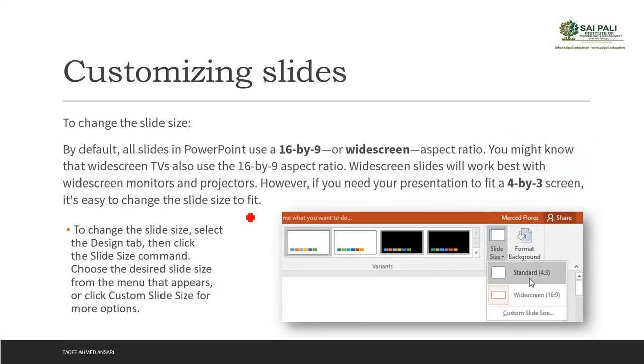Now, to change the slide size. By default, all slides in PowerPoint use the 16 by 9, that is the widescreen ratio. You might know that widescreen TVs also use the 16 by 9 aspect ratio. Widescreen will work best with widescreen monitors and projectors. However, if you need your presentation to fit a 4 by 3 screen, it is easy to change the slide size to fit also.